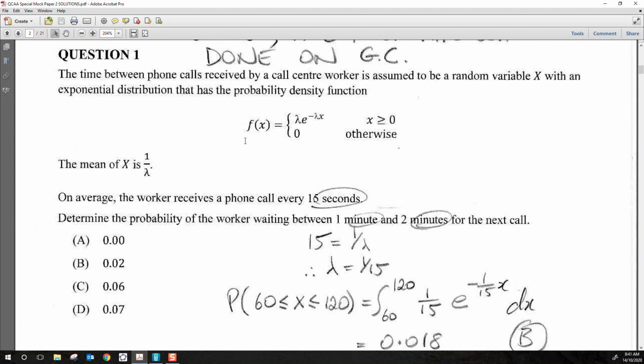Now, first question. The time between calls at a call centre is assumed to be a random variable x with an exponential distribution, and this is the density function which we have studied. They tell us that the mean is 1 over lambda. That's a fact that we probably should have known as well, but they were nice to tell us that. The average worker receives a phone call every 15 seconds. That's the mean. So this tells us straight away that lambda is 1 over 15.